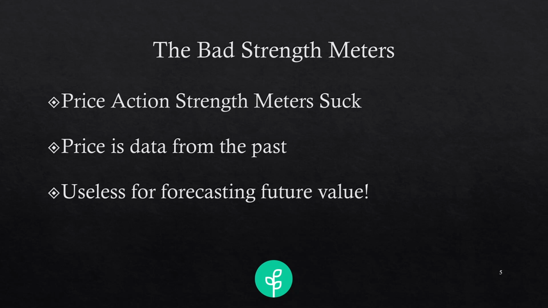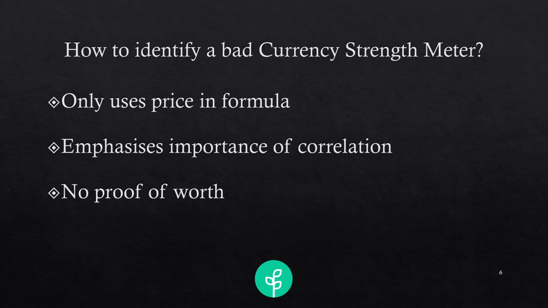Okay? So how am I going to identify these bad currency strength meters? Well, remember the first one is that it only uses price data. So some videos out there will tell you to use price data on TradingView, get a rate of change, look at this heat map. They really don't work because they're all based on price data, and price data is backwards looking. It's not going to get you anything of value for forecasting.